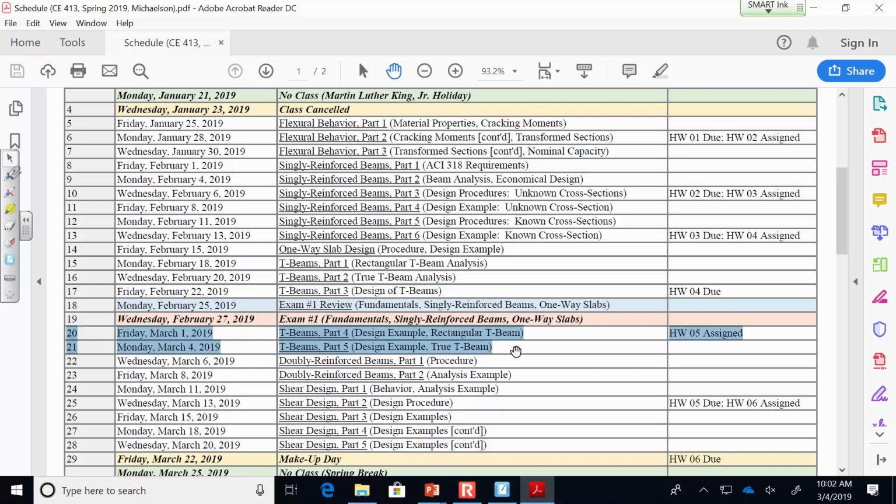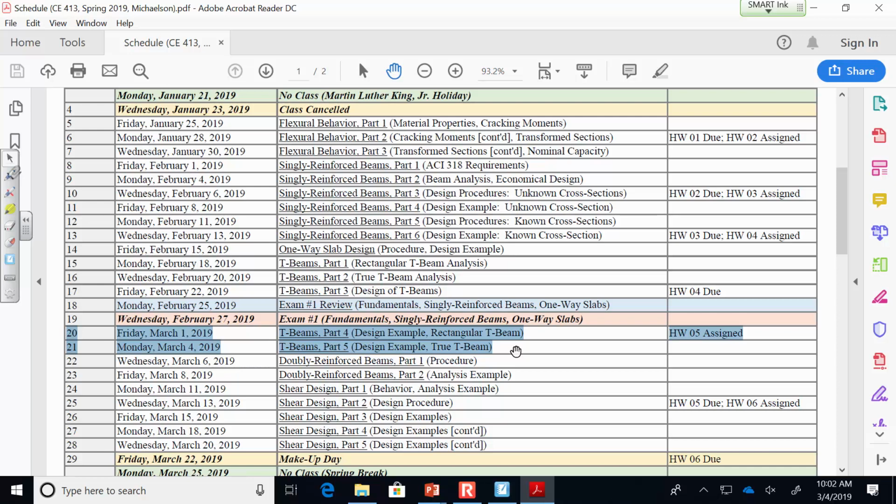By the way, I have not yet graded the exam. I've got a couple more that I need to grade, but I'm hoping to get you those exam grades by Wednesday. So apologies for that. Just so everybody is aware of the schedule moving forward, you all have homework 5 assigned now. That's the T-beam and doubly reinforced beam assignment. It's on Blackboard and not due until the 13th.